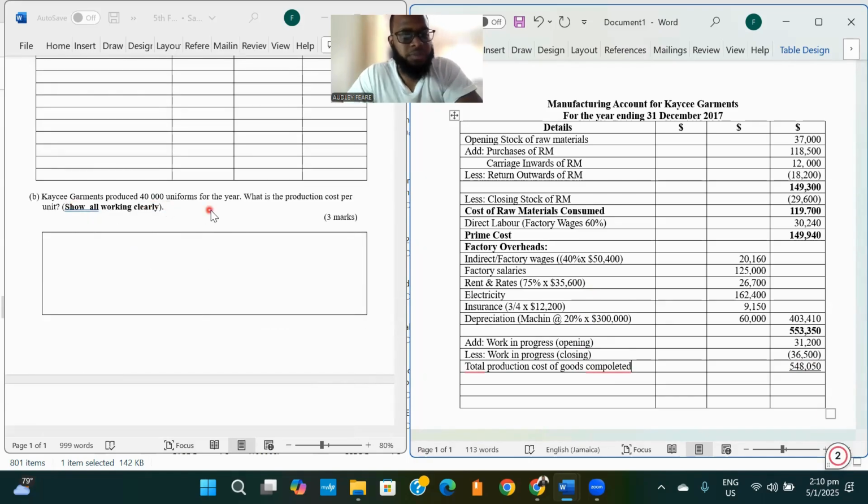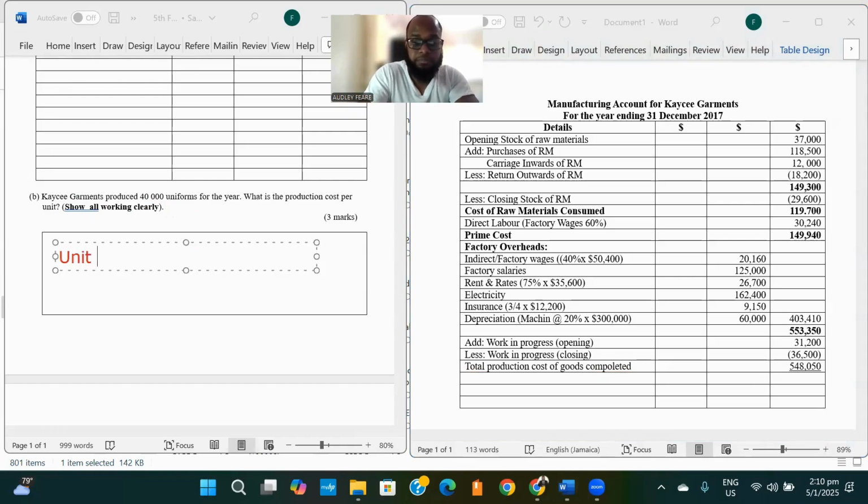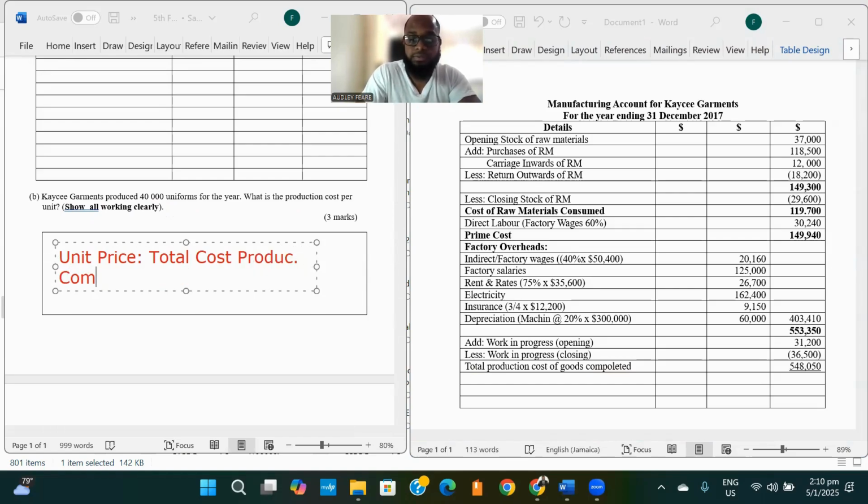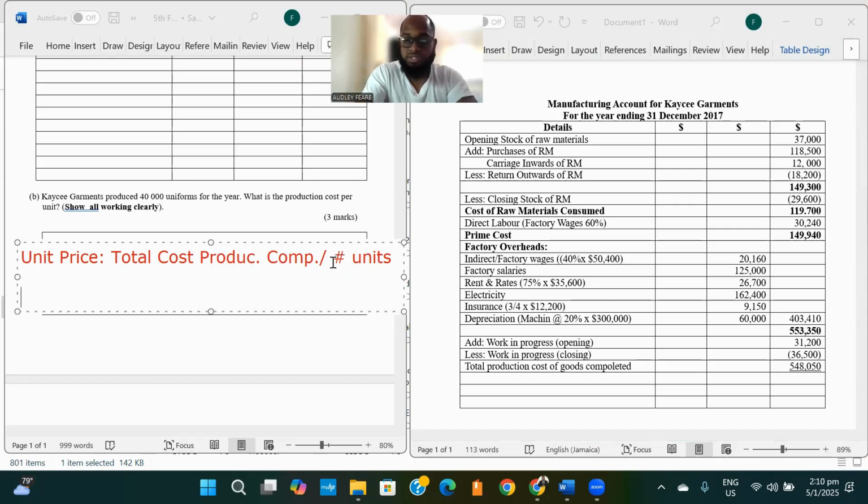All right. This part is the second part of the question right here that says, if KC Garments produce 40,000 uniforms for the year, what's the production cost? And this is pretty easy math. So to find the unit price, we're going to have the total cost of production completed divided by the number of units. So that would give us 548,050 divided by 40,000, and that should give us 13.70. And that's that for this part of the question.